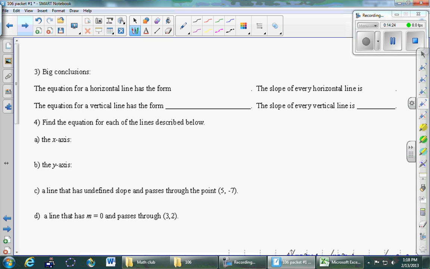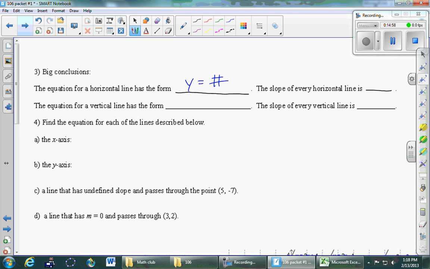So, big conclusions. The equation for a horizontal line has the form blank. Your choices are x equals a number or y equals a number. Fill in the right one there. Is it x equals a number or is it y equals a number? I'm actually going to write the word a number. So, horizontal, does it have the form x equals or y equals? It is y equals. So y equals some number. Don't know what it is.